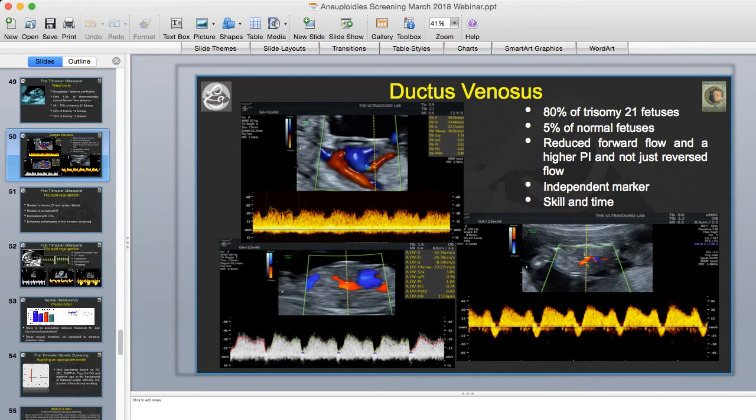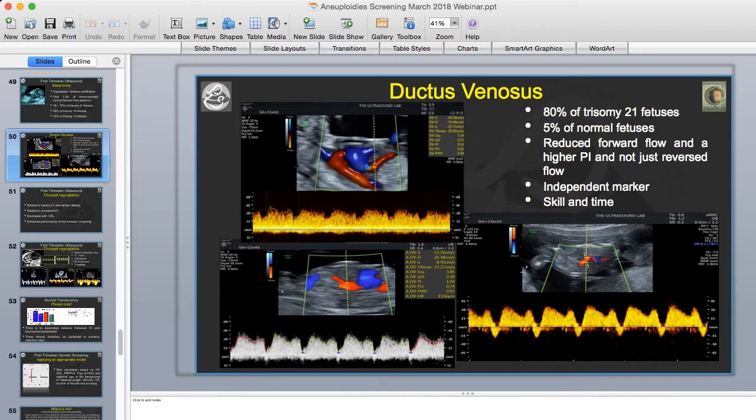Now this is seen in 80% of trisomy 21 fetuses. It's also seen in about 5% of normal fetuses, so we don't start terminating on the basis of this, because that could be a normal fetus. The older cutoff was reversed flow, and this is no longer true. What we now use as a cutoff is the pulsatility index, so even if there's a reduced forward flow, that becomes significant, and therefore this is what we use now.